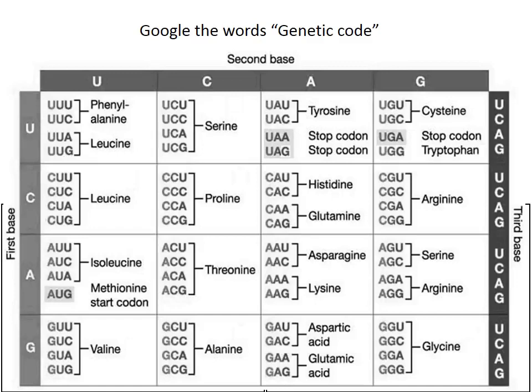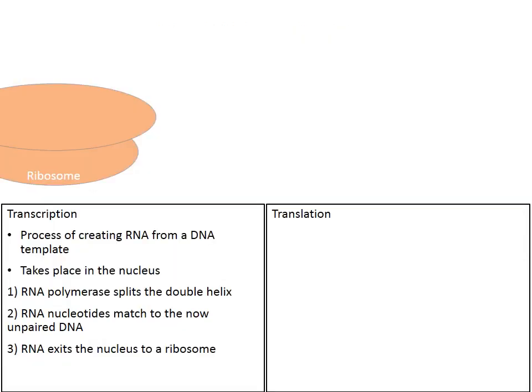A good idea might be to Google the words genetic code, because if you do, you'll get a picture that looks a lot like this. This genetic code chart, this is a chart of the 20 amino acids. You'll see proline, PRO, it was abbreviated a moment ago. Methionine, MET, it was abbreviated a moment ago. And this chart is going to be very useful to us when we start to go through the process of translation. So let's look at the process of translation now.